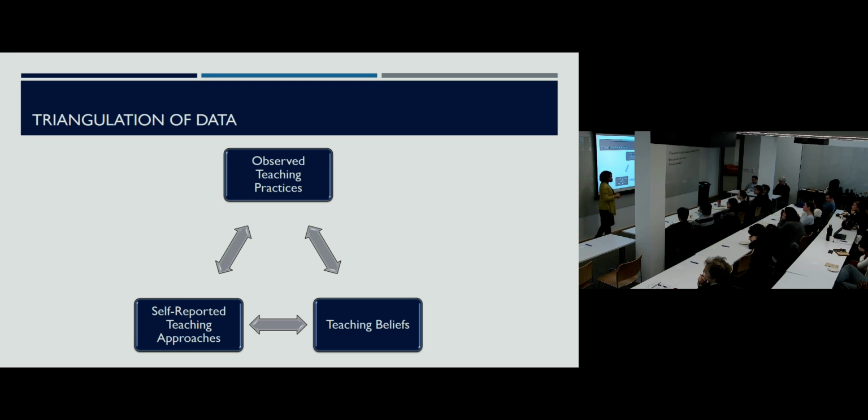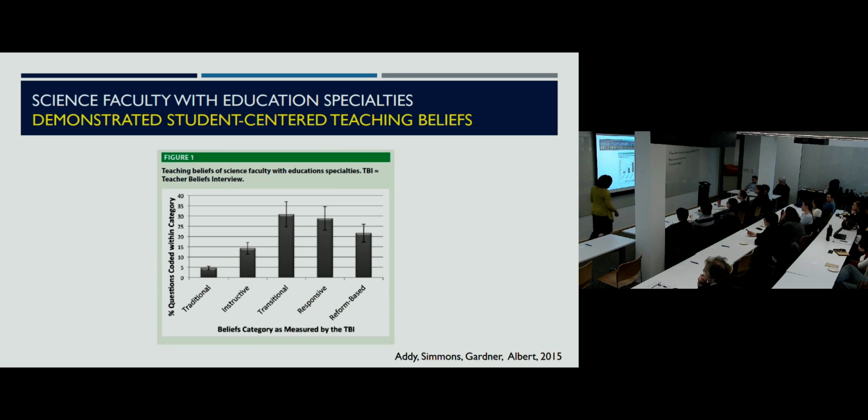I was hoping most of them would be willing to have me observe them, and many of them were, but not all of them. So what did we find? If we look at their beliefs, and we could look at this in a lot of different ways, but this is a simplistic figure here. Most of them were transitional and beyond. So that's what I would hope for, for faculty who were hired with education specialties, that you're seeing that right shift in their actual beliefs.